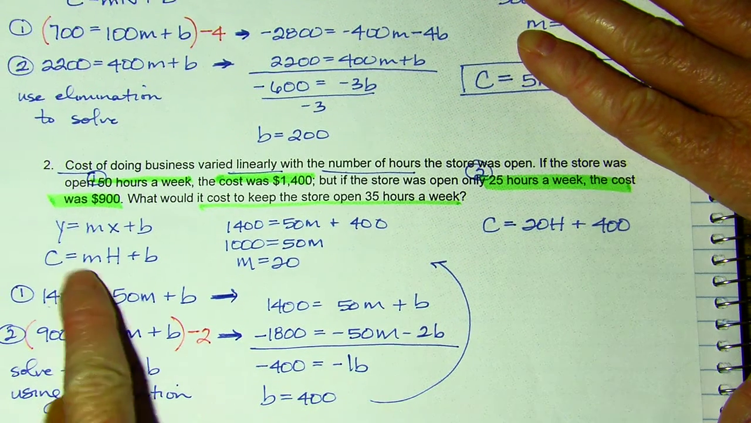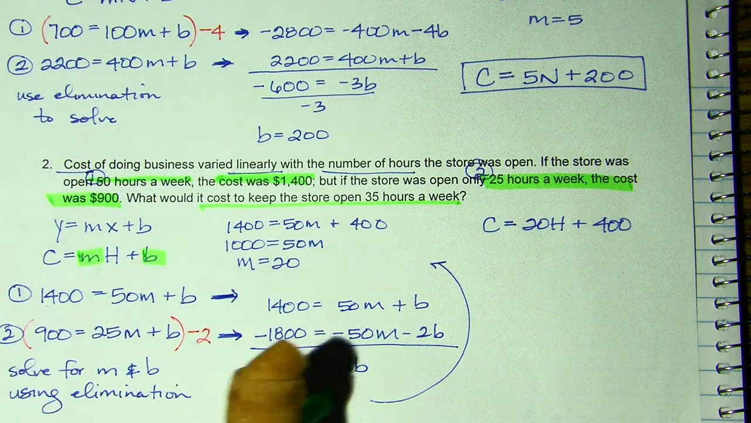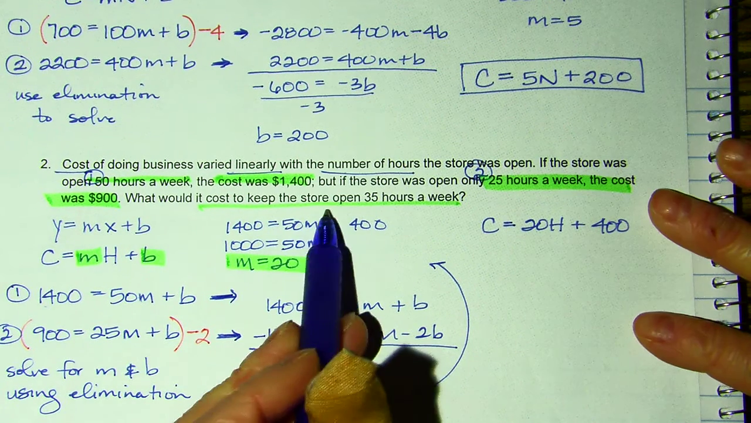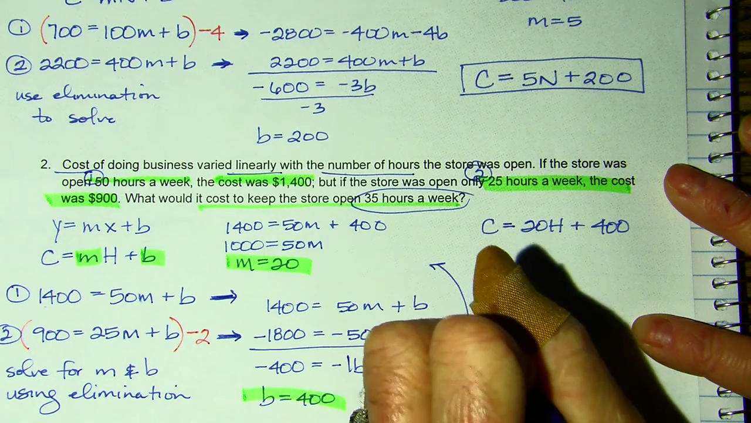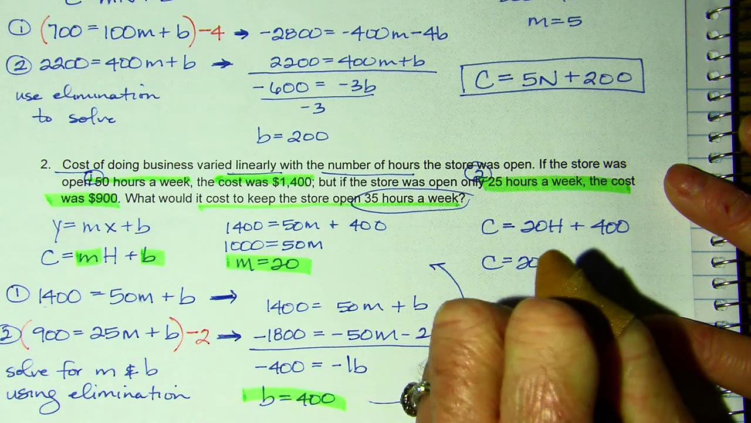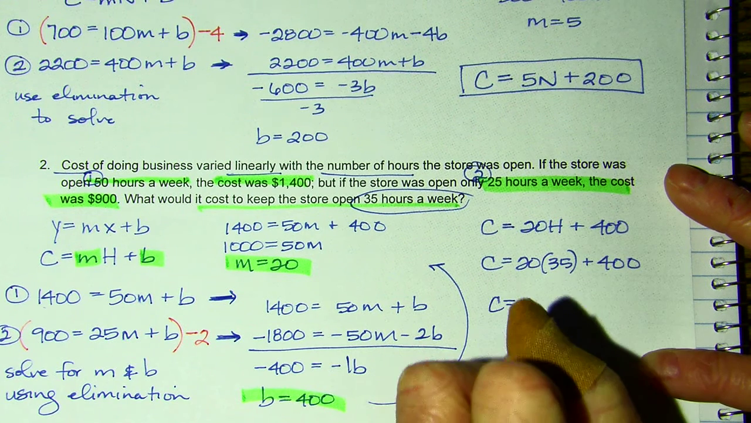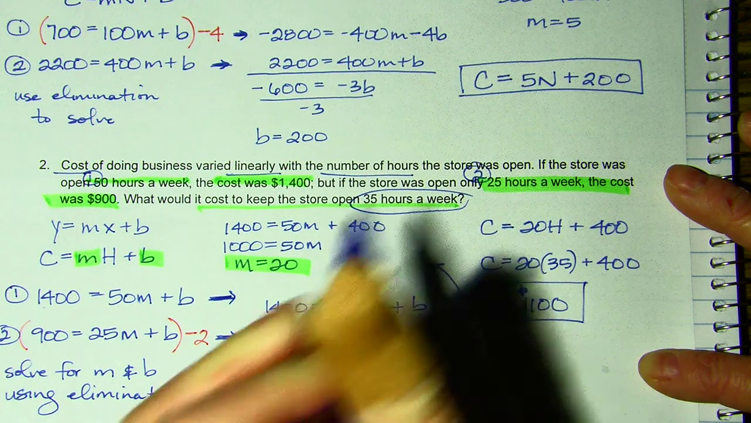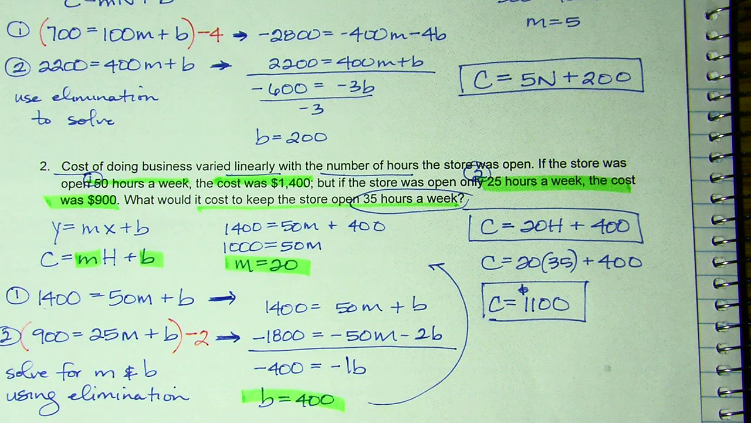So notice I solved for M and B. So here's M and here's B. Now they'd like me to find what's the cost if it's open for 35 hours a week. So I'm going to plug this in. So C equals 20 times 35 plus 400. And if you enter that in your calculator, I got the cost is $1,100. Okay. So there's the equation, and we determined the value of the question they were asking.